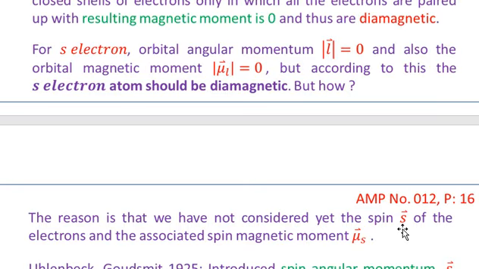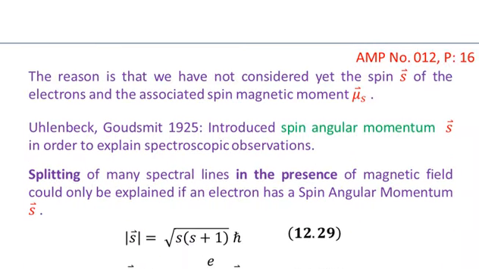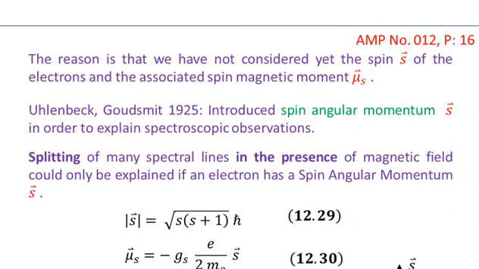So these were the quantities: the spin angular momentum represented by the s vector and the spin magnetic moment represented by mu s. We have not yet talked about these two quantities. In their absence, it is difficult to justify the statement given in the last paragraph. So we are now going to talk about the spin angular momentum and the spin magnetic moment.